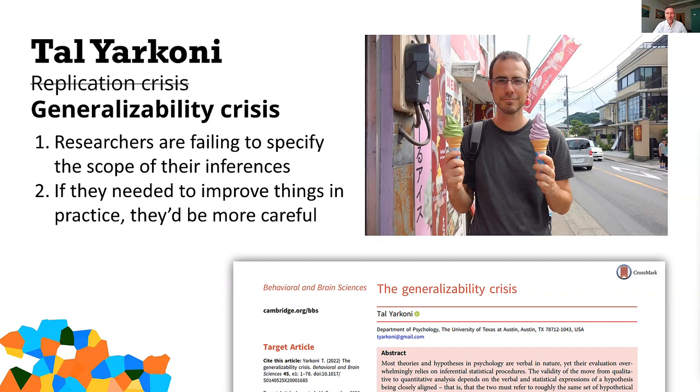And maybe that's because people are scientists, and in science, we're in the business of identifying effects. And Tal went on to say that maybe if what people needed to do, instead of making theoretical progress, was to actually improve things in practice, they'd be more careful about the scope of their inferences. This is a really interesting claim to me because I care a lot about improving things in practice. I am ardently theoretical. I care a lot about theory. I think that theory exists, that it's important to build it, but I also care about change in practice.